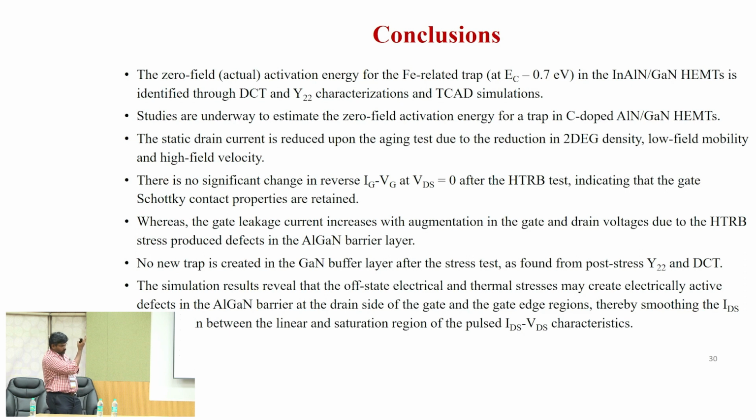With the stress effect, the drain current is reduced. Your gate current under VDS equal to 0 shows no variation, but your gate current increases subsequently as you increase the drain current. So there may be a creation of barrier layer defects. No new traps are identified in the buffer layer after the stress effect. The simulation studies indicate that there may be a creation of electrically active traps in the barrier layer that may create a leakage path, and it is smoothing the transition between the linear and saturation regions. These are responsible for the RF power degradation.